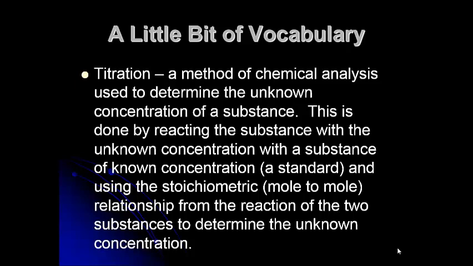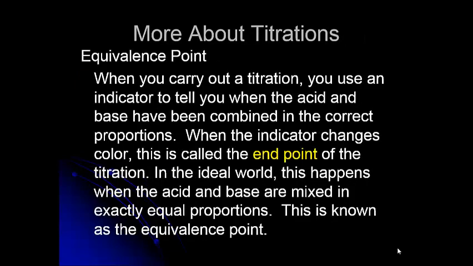out the unknown concentration. The other thing that you might hear about in titration problems are some things called equivalence point and end point. So when you have a titration, you use an indicator, and we've seen that before. We've used phenolphthalein in class. It's something that changes color depending on how acidic or how basic a solution is. And so when we use the indicator, it can tell us whether we've combined the acid and base in the right proportion. When the indicator changes color, that's called the end point of the titration. So it goes from one color to another, and you know you've reached the point that you want.